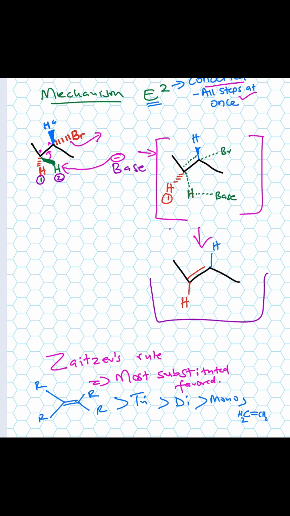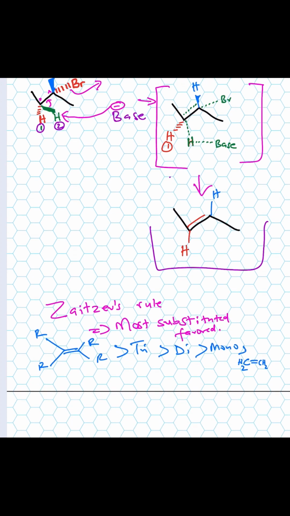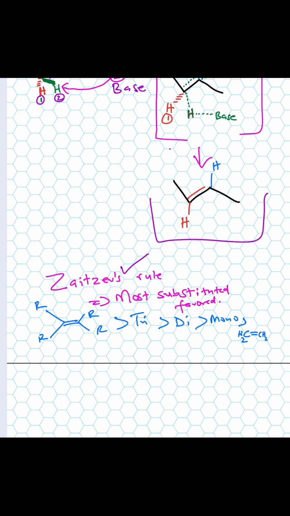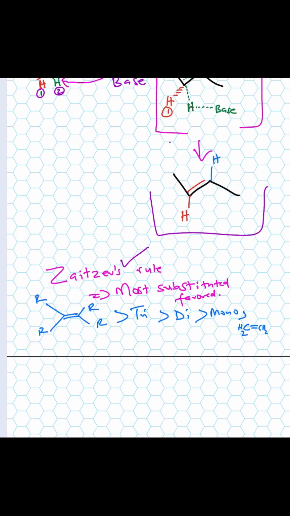In cases where you have more than one possible product, then you use Zaitsev's rule, which we saw in E1 elimination. Review my presentation on E1 elimination on Zaitsev's rule. And Zaitsev's rule basically states that the most substituted alkene product is favored.